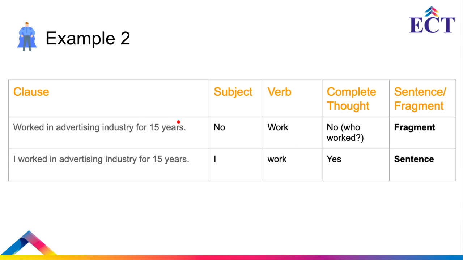And if you write in this way without bullet points... I mean, you can use this in bullet points because a bullet point, remember, is part of a sentence. But you cannot write this as an independent sentence because it does not have a subject, it's not a sentence, it's a fragment, right? So what is the correct sentence then? I worked in advertising industry for 15 years. Now here the subject is I, the verb is work, complete thought, yes, because you know who is doing what. And then this becomes a sentence, right?